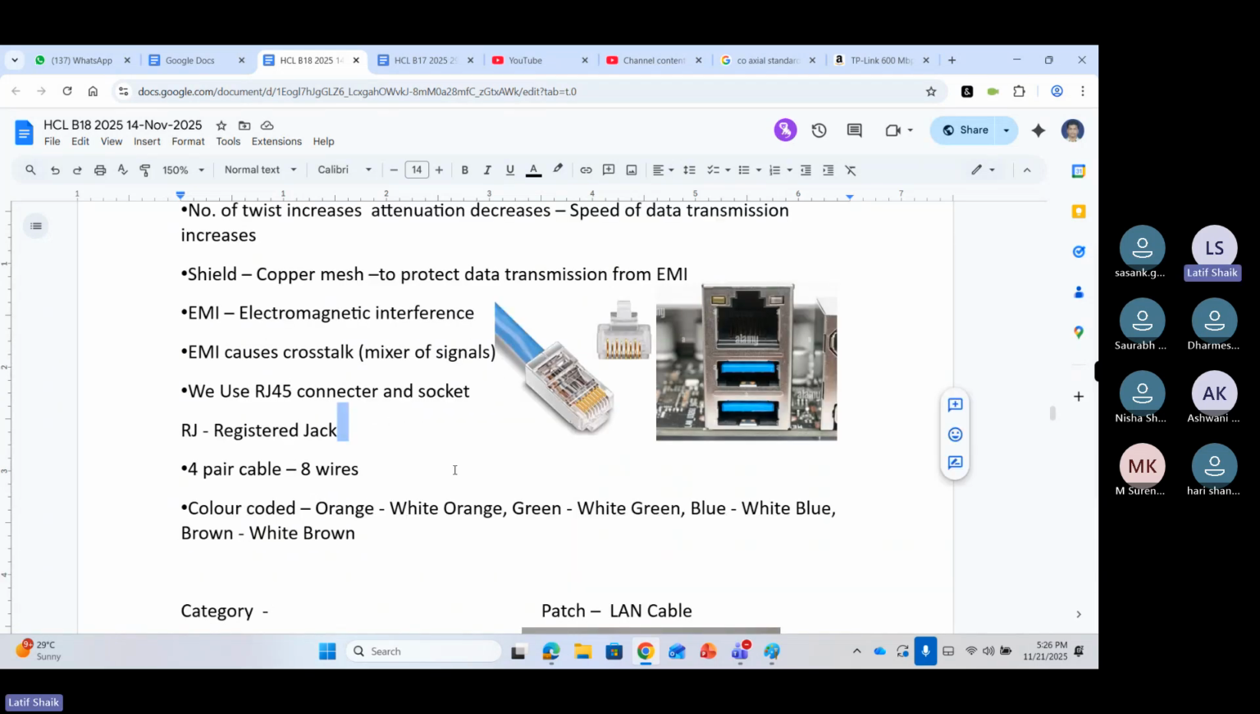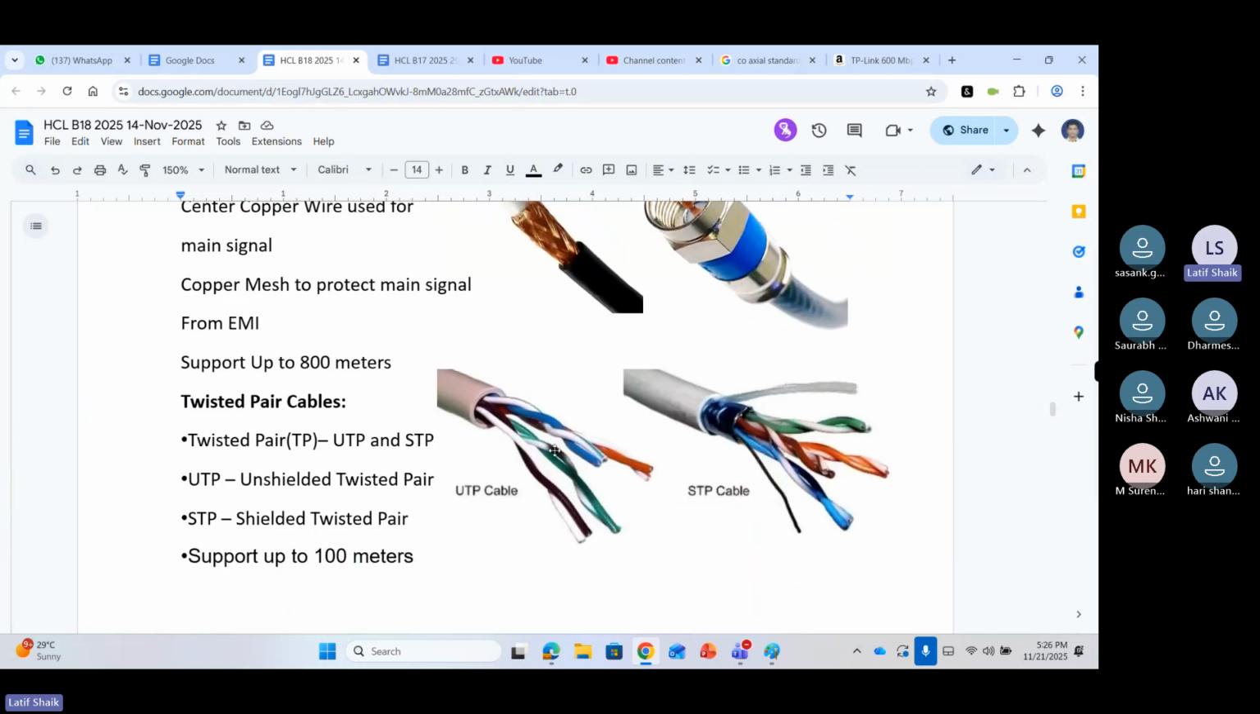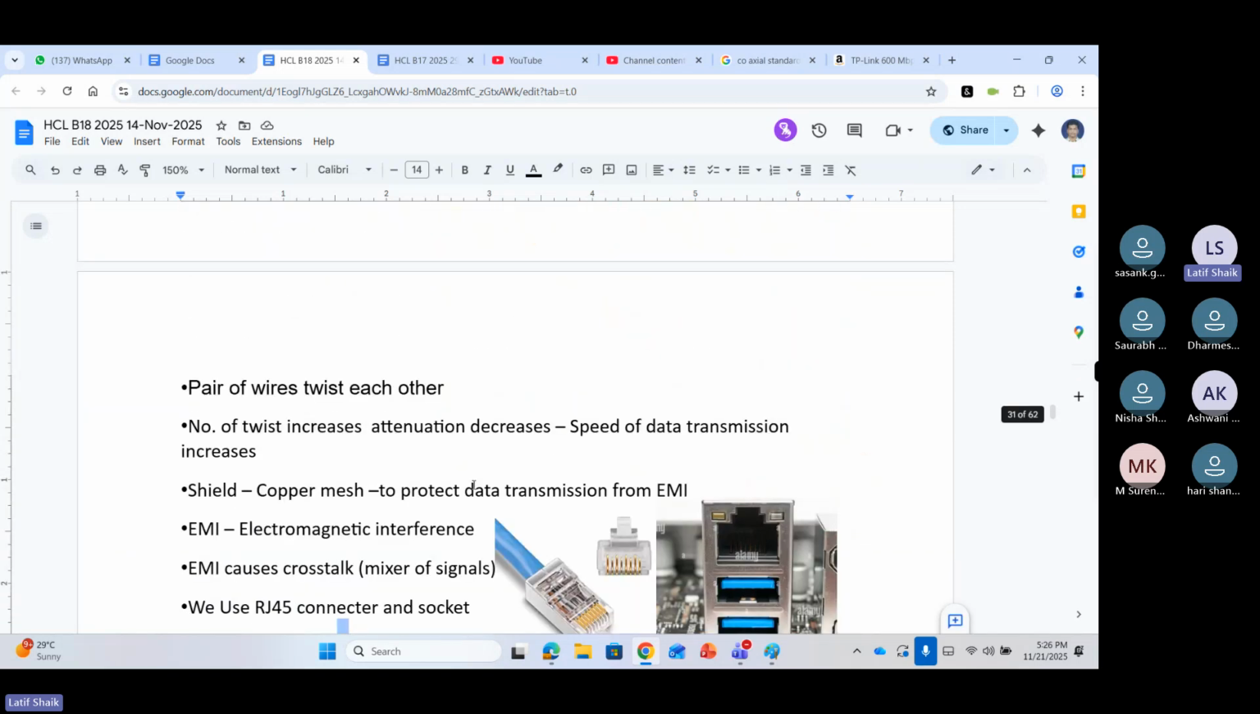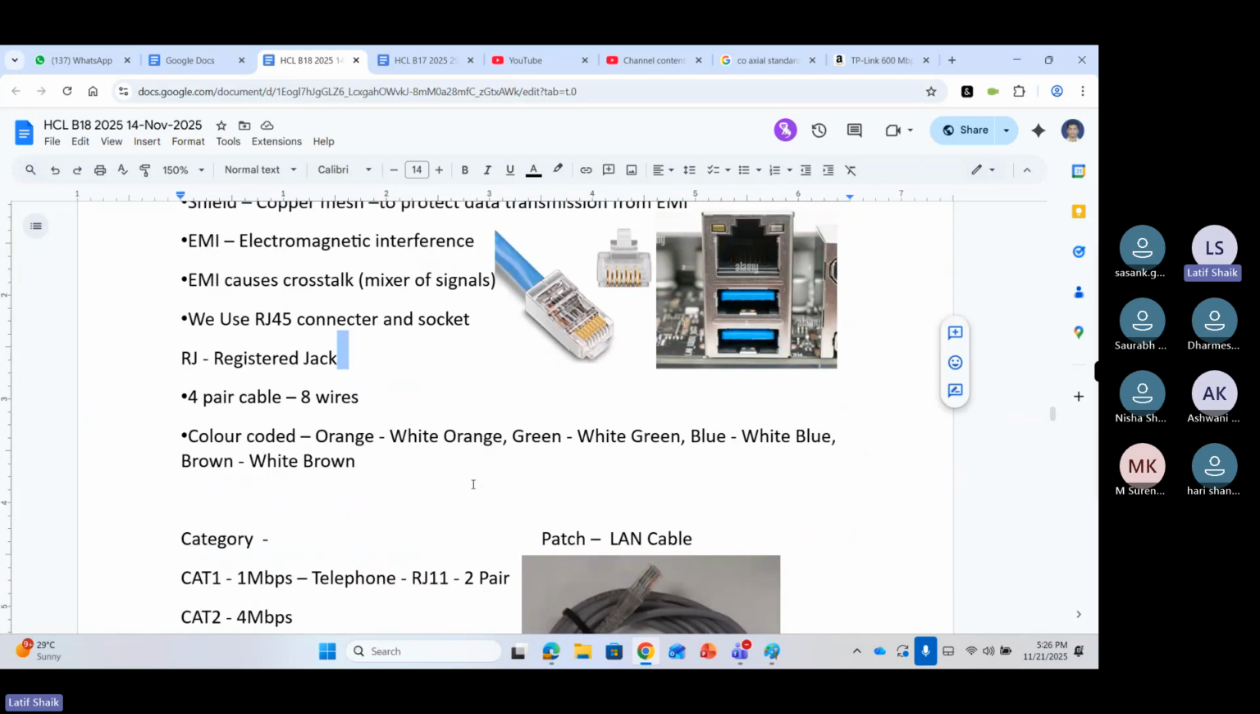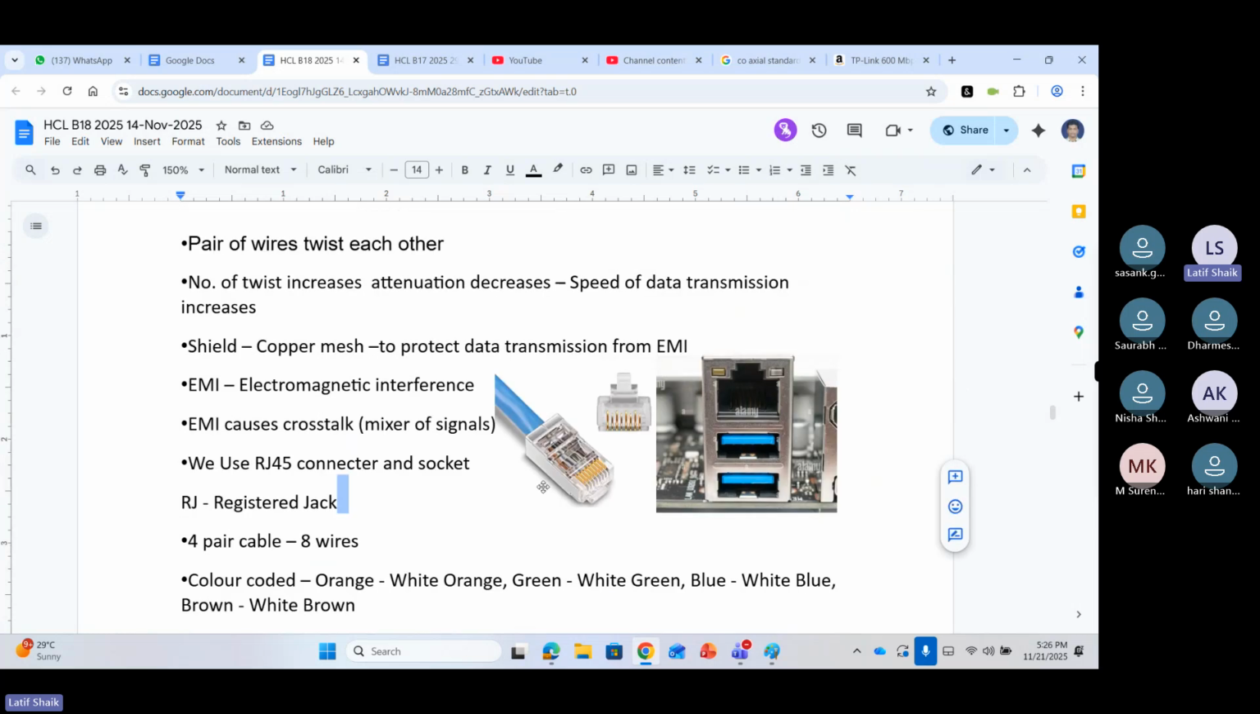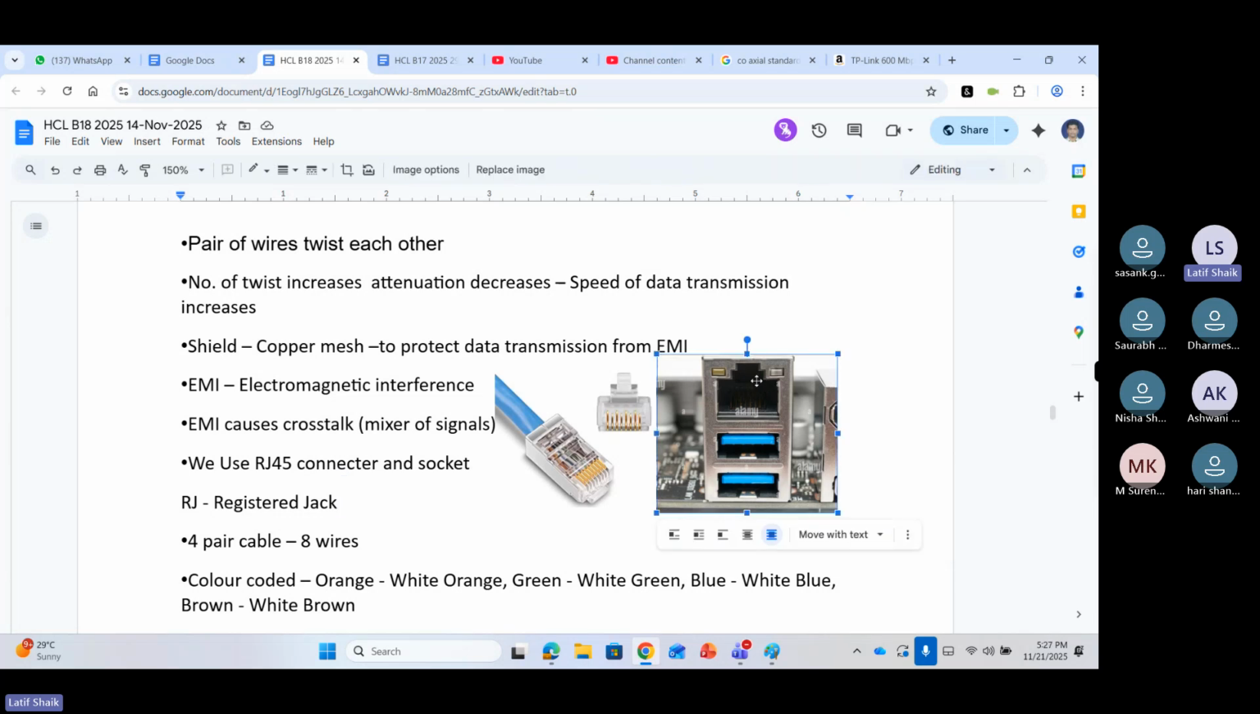So these cables, the twisted pair cable, either shielded twisted pair cable or unshielded twisted pair cable, we are connecting with a kind of plug. This plug we call the RJ45 connector. We insert these RJ45 connector plugs into the RJ45 sockets. RJ means registered jack.